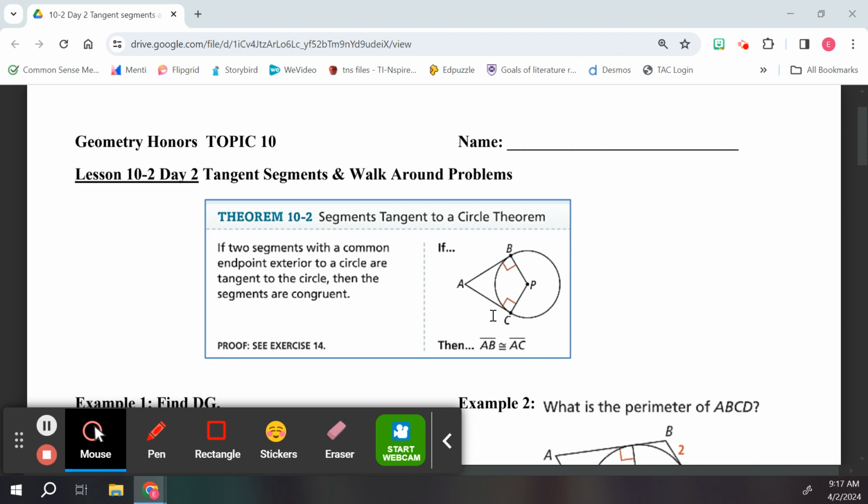Yesterday we learned that if we have a line or segment that is tangent to the circle, the radius should be perpendicular with it.